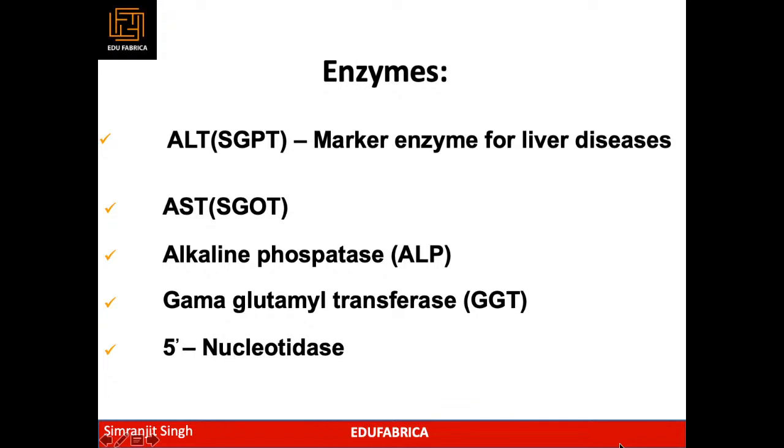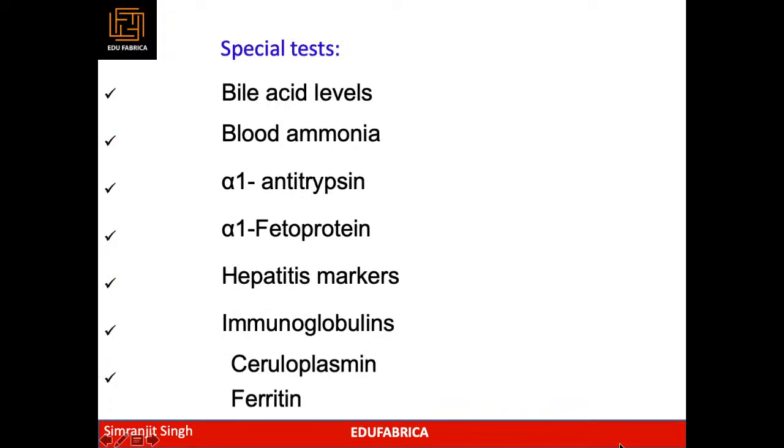So enzymes include your SGPT, the marker enzyme for liver diseases, that is ALT. And there are also SGOT, that is AST, alkaline phosphatase, ALP, gamma glutamyl transferase, GGT, and 5-nucleotidase. So these are the enzymes that are present in our liver. And for the same, we have special tests called bile acid level test, blood ammonia, alpha-1 antitrypsin, alpha-fetoprotein, hepatitis markers, immunoglobulins, ceruloplasmin and ferritin. So these are the special tests we go for.